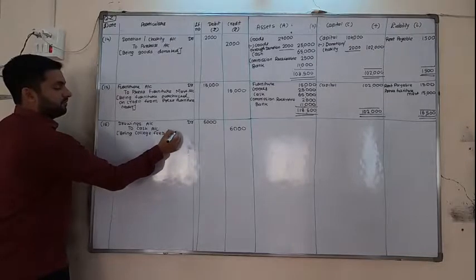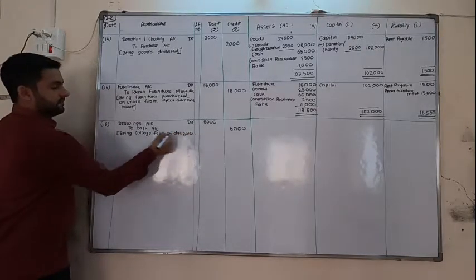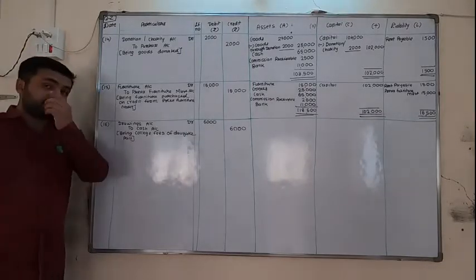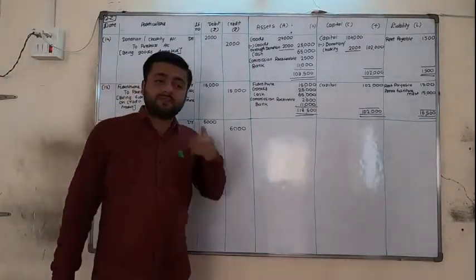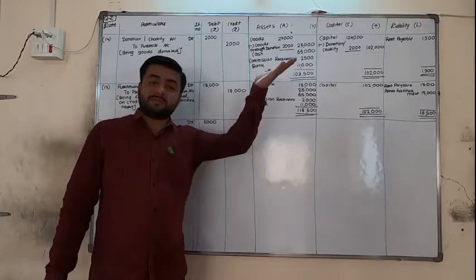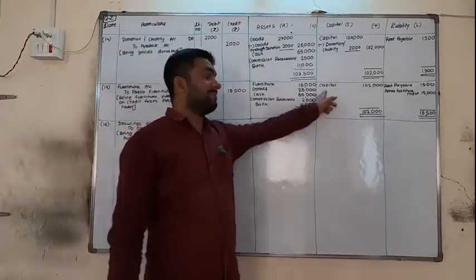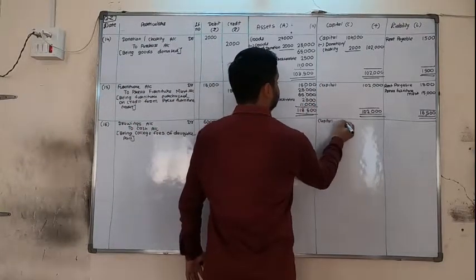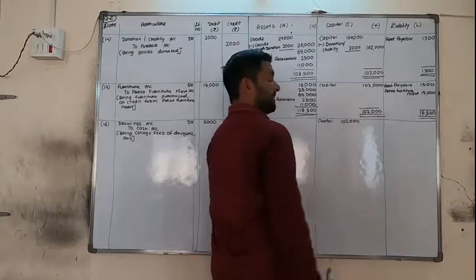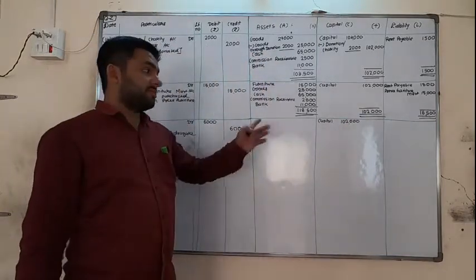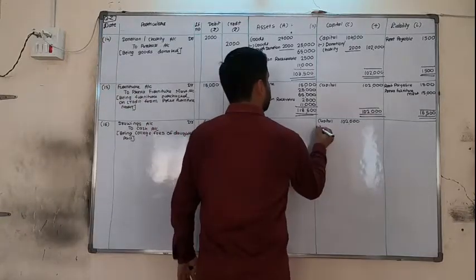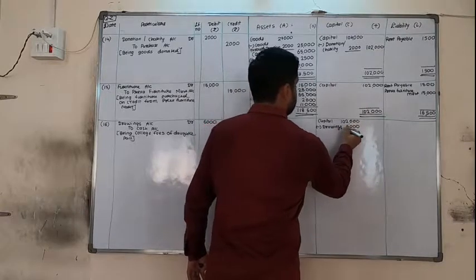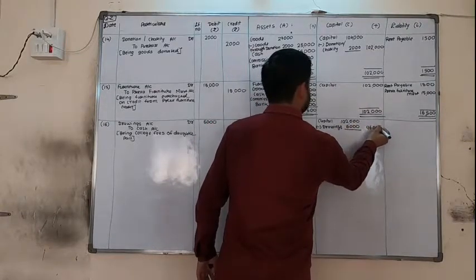Now friends, where shall we give the effect of drawings? When we are bringing into business, our capital increase. When we are withdrawing from business, our capital will decrease. So it will be effect on our capital. So remember, all the expenses, incomes, profits and losses will be given in capital only. Minus drawings 6,000. So the net capital will be 96,000.